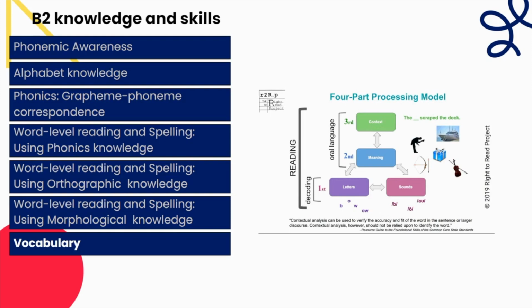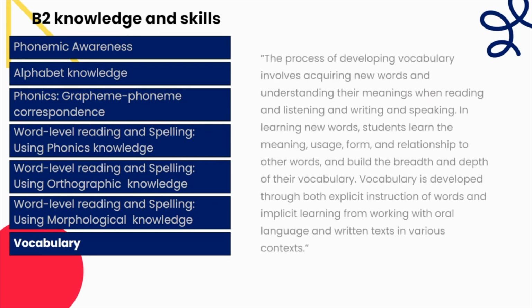For this to happen, the brain needs to have some memory of the word and its previous uses. This is where vocabulary knowledge comes in. The process of developing vocabulary involves acquiring new words and understanding their meanings when reading and listening and writing and speaking. In learning new words, students learn the meaning, usage, form, and relationship to other words, and build the breadth and depth of their vocabulary. Vocabulary is developed through both explicit instruction of words and implicit learning from working with oral language and written texts in various contexts.